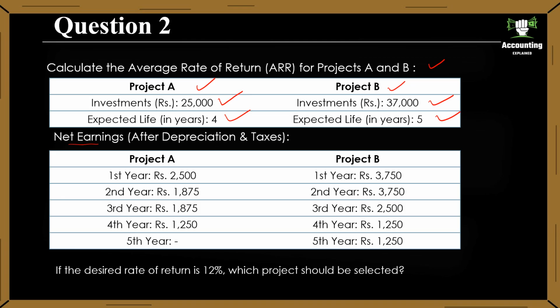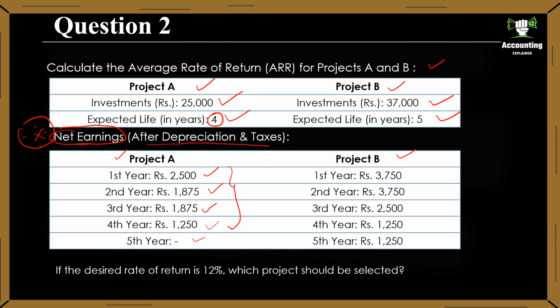Net earnings after depreciation and taxes. See here we are taking profit only after depreciation and taxes. That is very important for calculating ARR. Project A, the profits are as follows. First year 2,500, second year 1,875, third year 1,875, fourth year 1,250, fifth year it is nil. We have been given profits only for 4 years because the life of the project is 4.